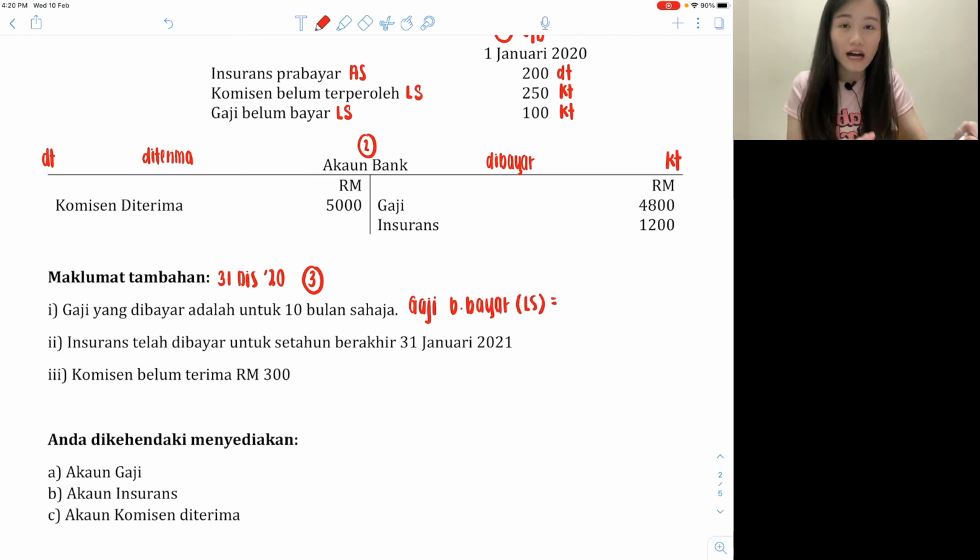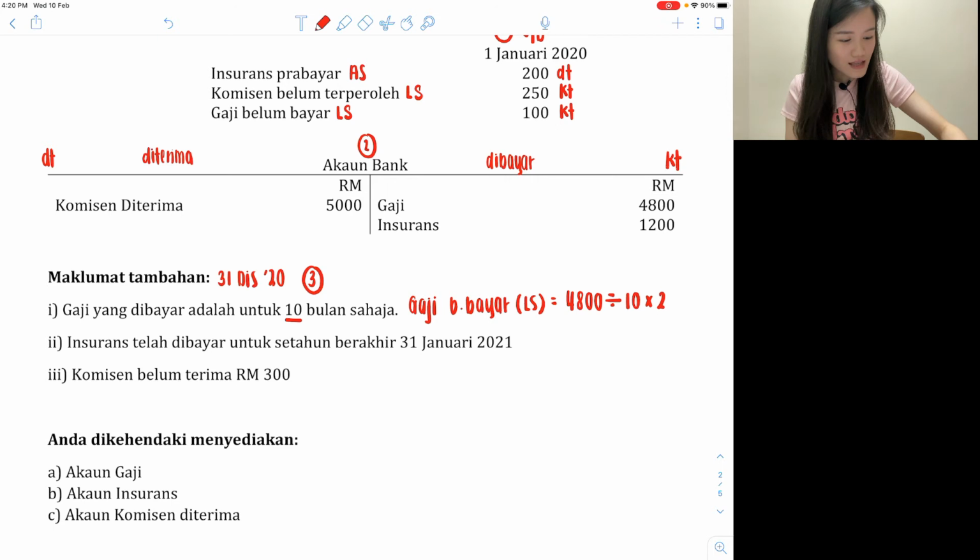So what should we do to calculate that? Very simple. Just take your 4,800. Make sure to understand this 4,800 is only representing 10 months. If you want to find out the missing 2 months, you just need to divide it by 10 first, multiply by 2. Then that is your gaji belum bayar. So 4,800 divide by 10 times 2, answer is 960.